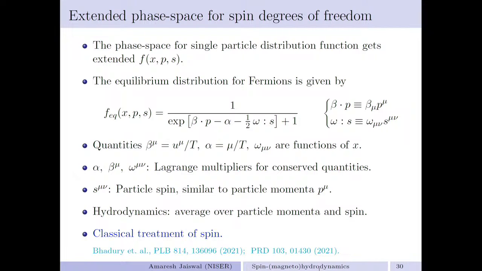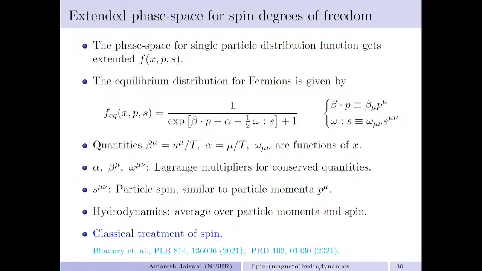I will come to that also later on. But this is, and then the omega is the Lagrange multiplier, which essentially is, for example, like beta and alpha are the Lagrange multipliers corresponding to energy-momentum and current conservation there, and similarly omega is the Lagrange multiplier corresponding to the angular momentum conservation. Okay. And this is of course a classic.